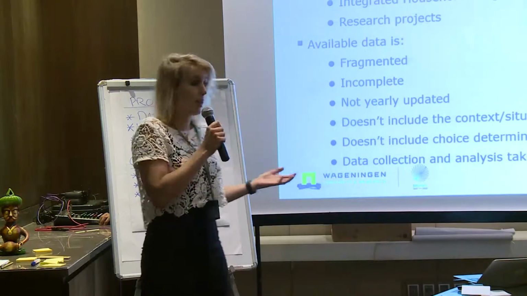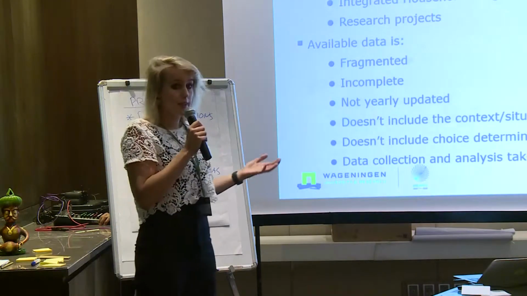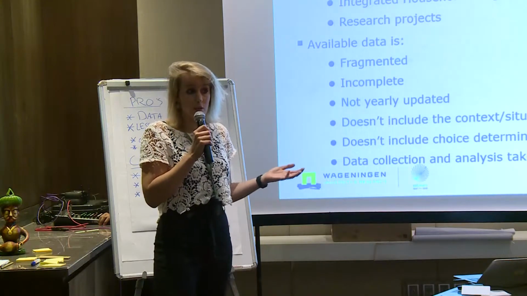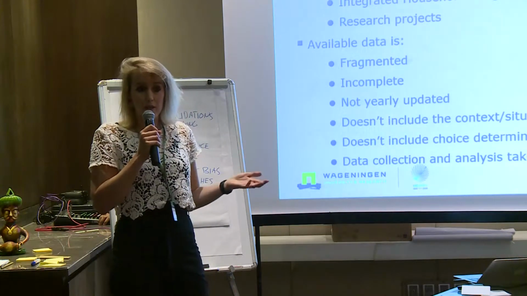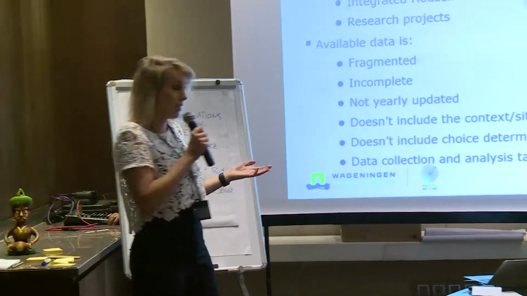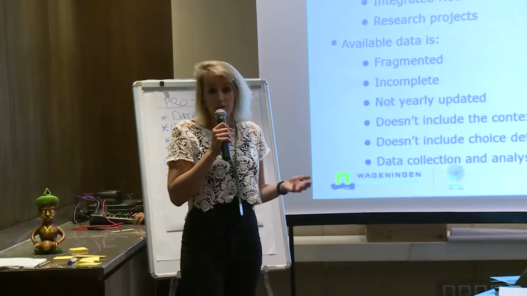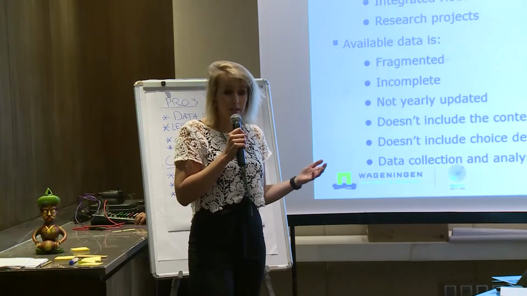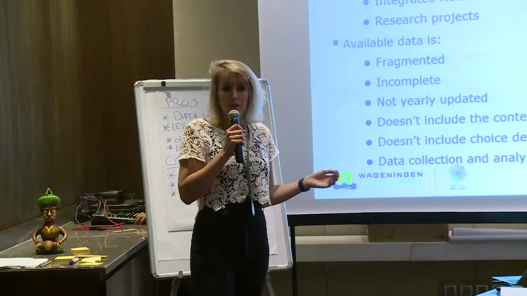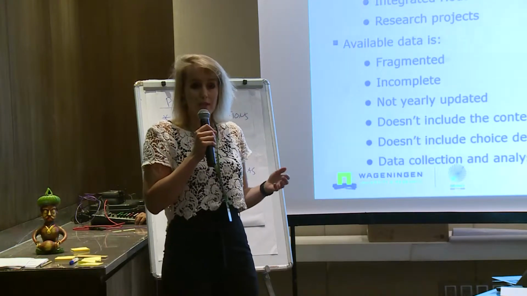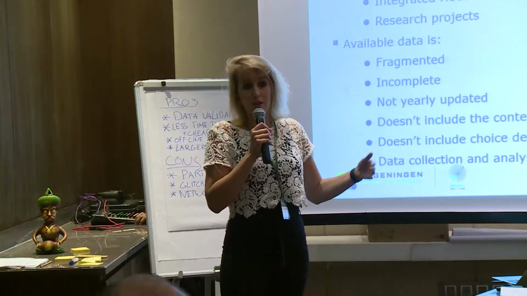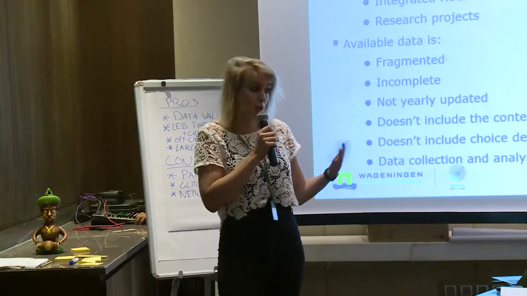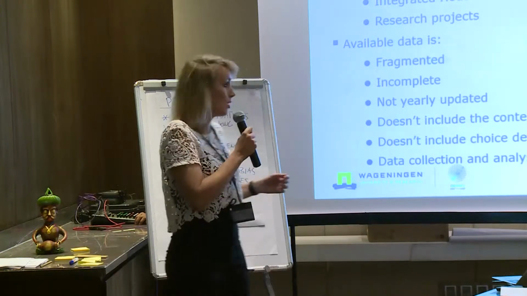But what is happening then is that the data that is available is often fragmented, it's incomplete, or they used another way of measuring their own food intake data, and it's also not yearly updated. So mostly it's already a couple of years old. So when you really want to know what people are eating, you have to get your data quite fast because the behavior changes. For example, when you look in our case in urban areas.